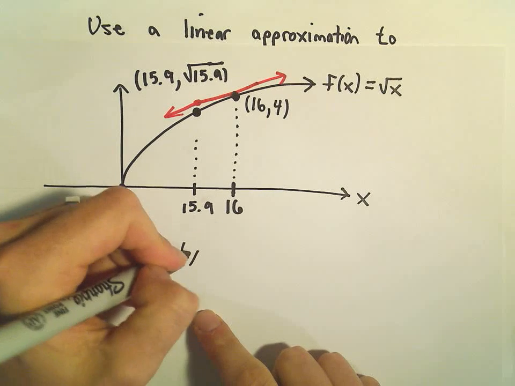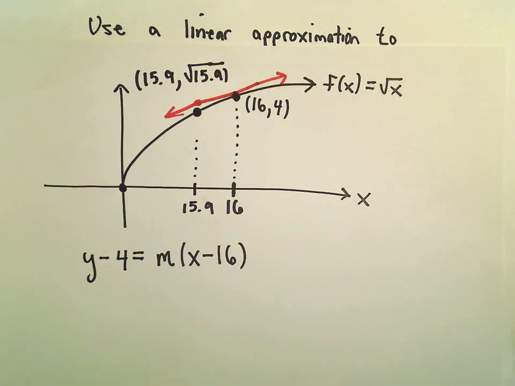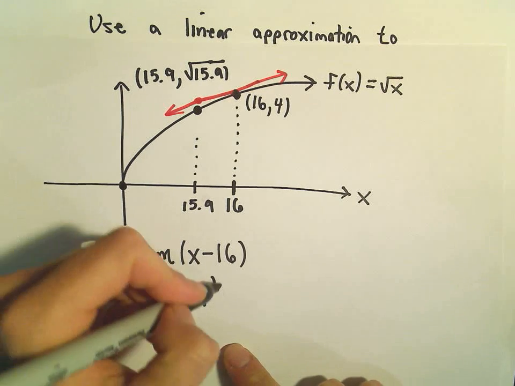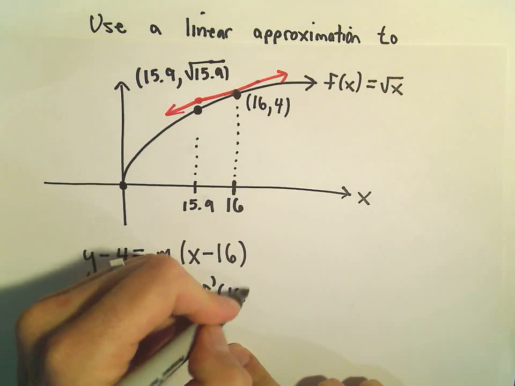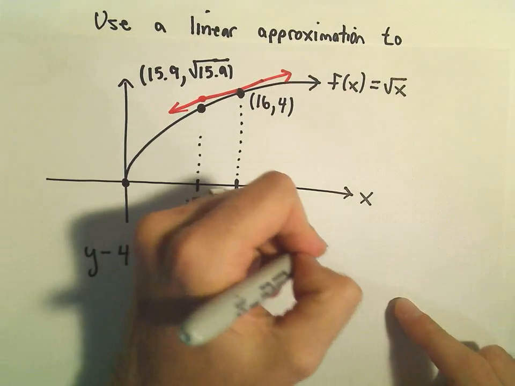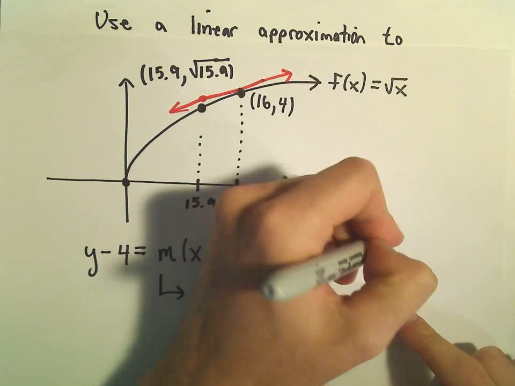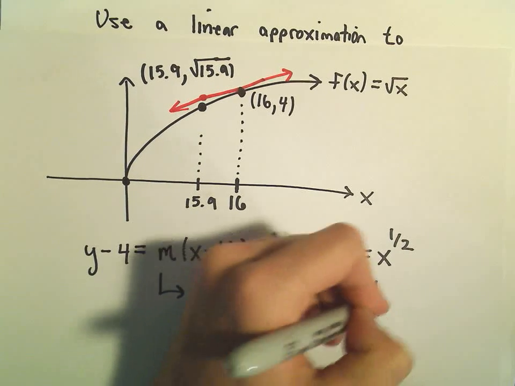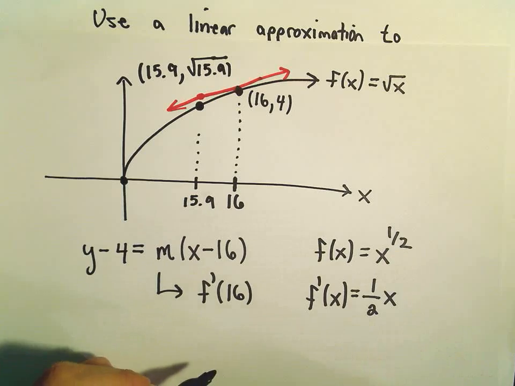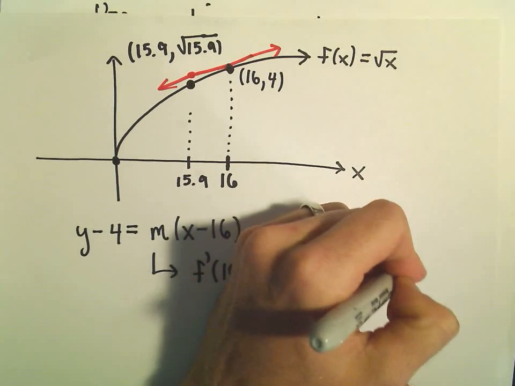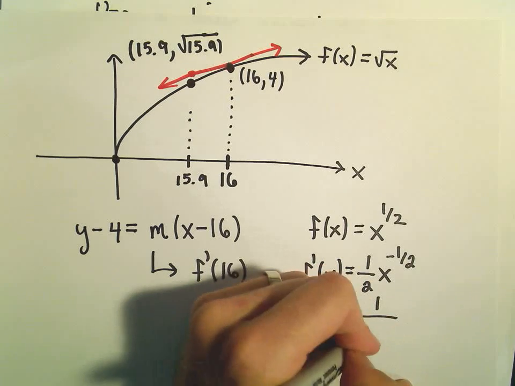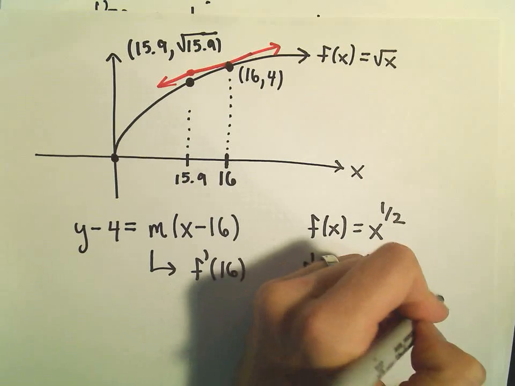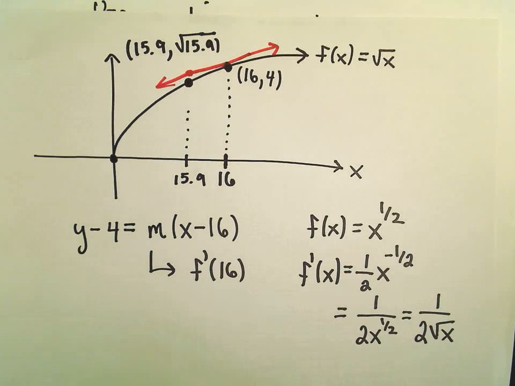So okay, the equation of the tangent line is going to be y minus the y coordinate equals the slope, which we'll have to figure out, times x minus the x coordinate. To get the slope, we just have to take the derivative, and in this case we'll plug in the x-coordinate of 16. Well, we've got our function up here, f of x is x to the 1/2, or square root of x. When we take the derivative of that, we get 1/2 x to the 1/2 minus 1, which is x to the negative 1/2. And then we can rewrite this as 1 over 2 with the x to the 1/2 in the denominator, which is the same thing as 1 over 2 times the square root of x.